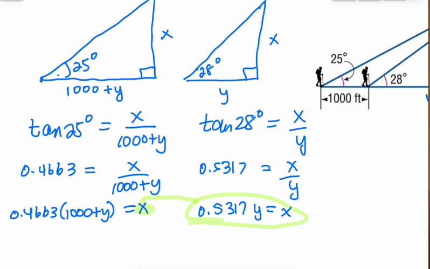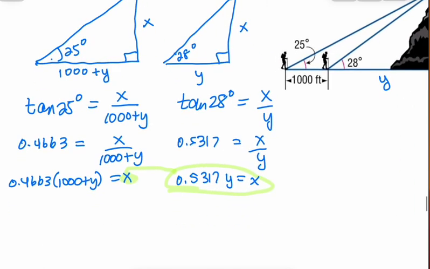Now I will tell you, these are some of the hardest types of problems we're going to do for basic triangle trig. So if you see and you're looking like, oh, that's a weird problem, it is, okay? Okay, so we get 0.4663 times 1,000 plus Y is equal to 0.5317Y.